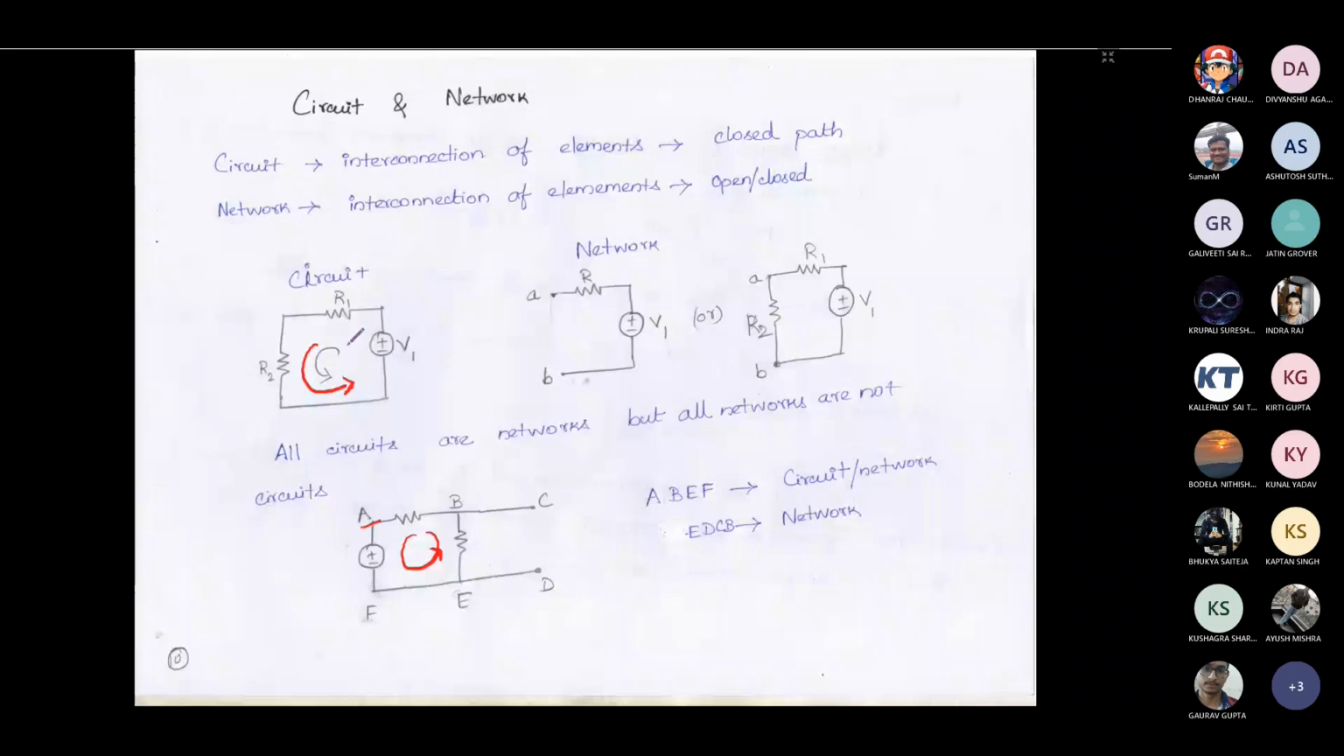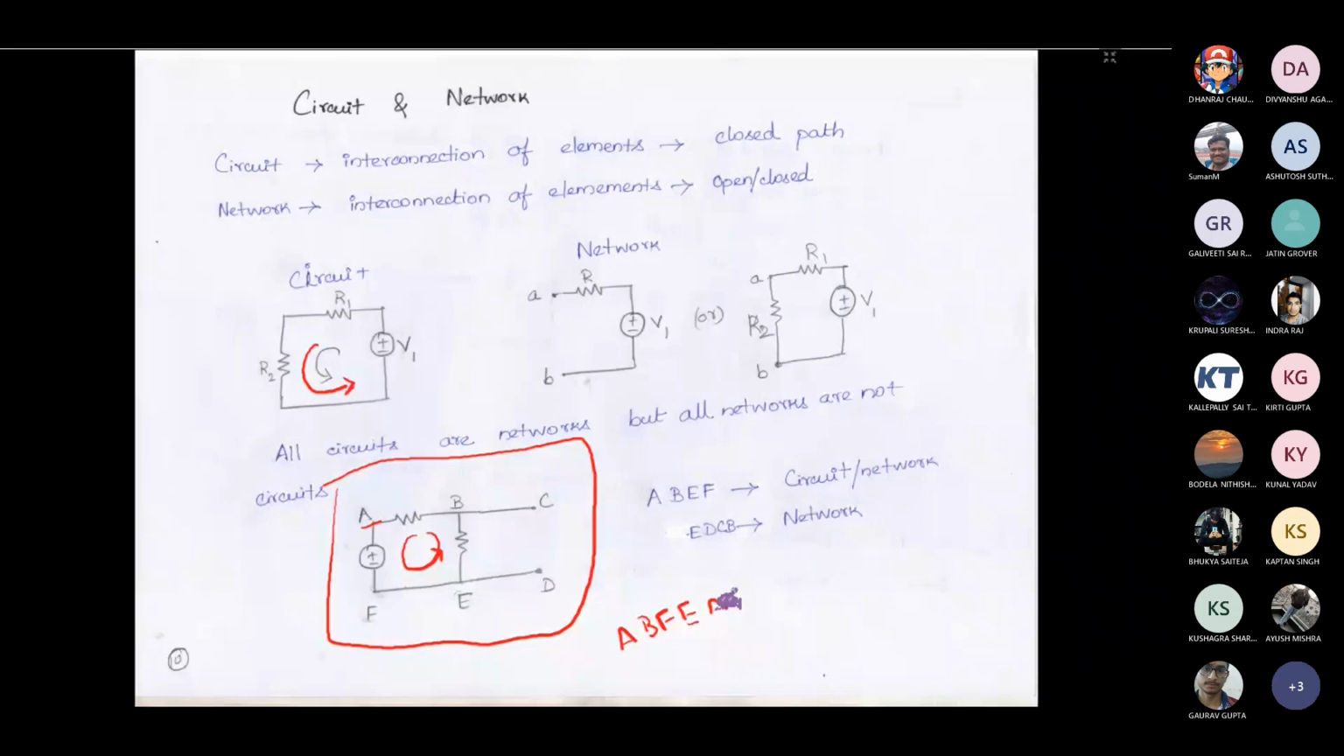So circuit means closed path where a current can flow. Network means there can be a current flow or there cannot be a current flow. So in this particular figure, you can see that A, B, F, E, A. It is a loop. All the loops are circuits. So this is a loop.